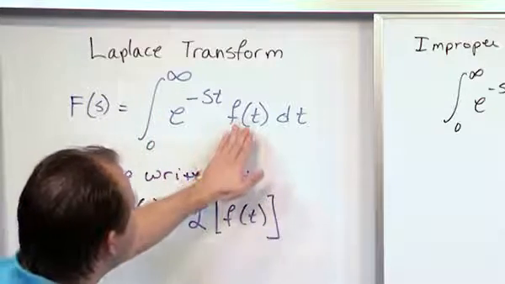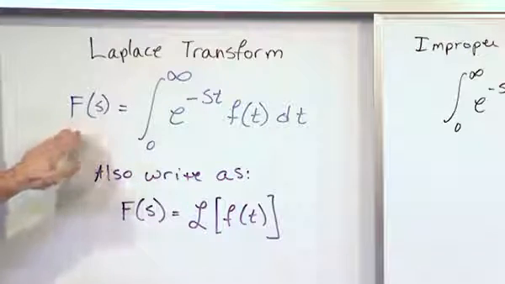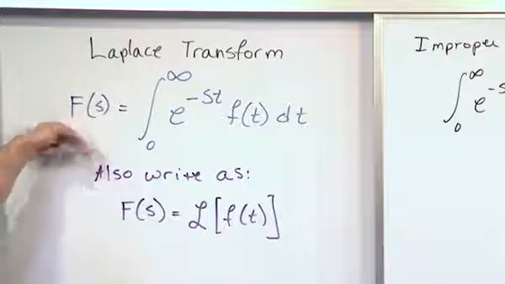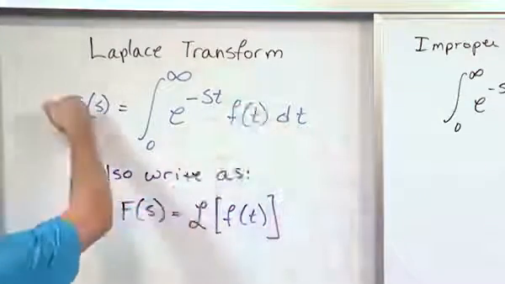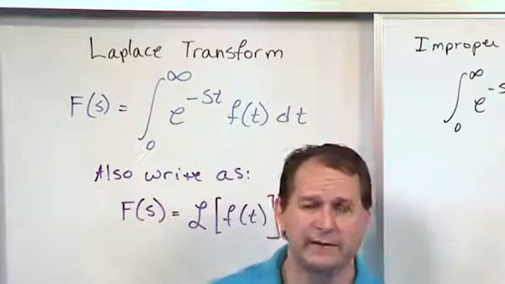We say that little f yields capital F of s, and later on we'll find out that you can go in the reverse direction and start with a Laplace transform function of s and get the corresponding function of time. So these things are kind of linked by an invisible chain, and that chain is the transform.